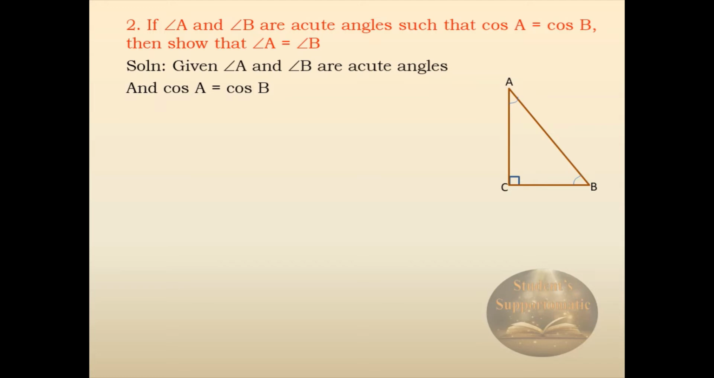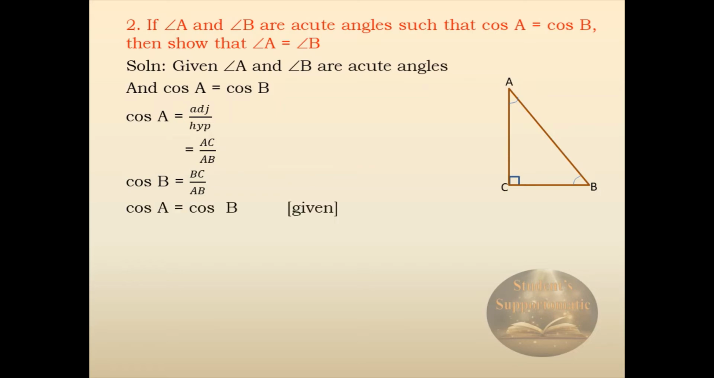Here angle C is 90 degrees. Now the given is angle A and angle B are acute angles. We have to prove that these two angles, angle A and angle B, are equal. So one given point is cos A is equal to cos B. For this triangle ABC, first we will write cos A, that is adjacent by hypotenuse. So for cos A, adjacent is AC and hypotenuse is AB, and for cos B, with respect to angle B, the adjacent side is BC. So cos B is equal to BC by AB.